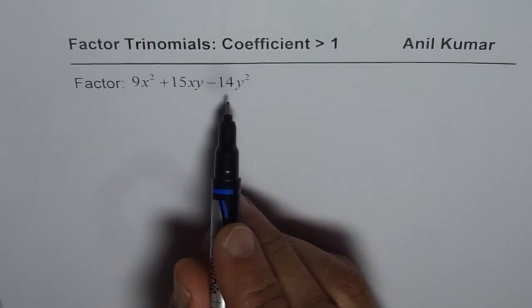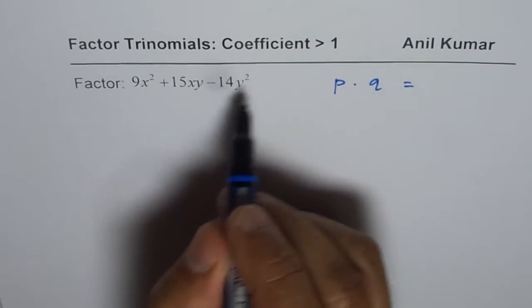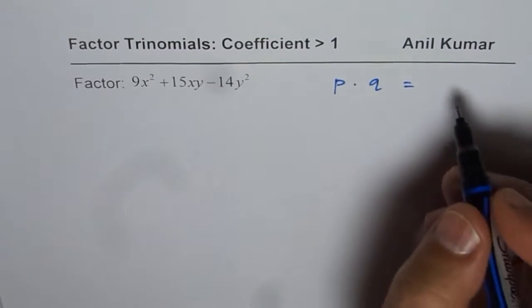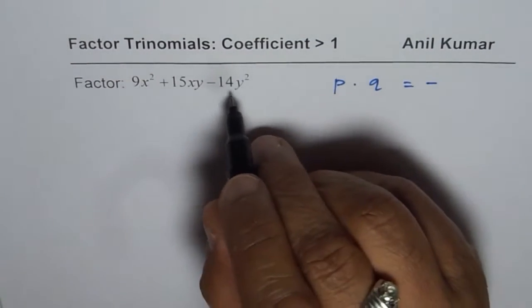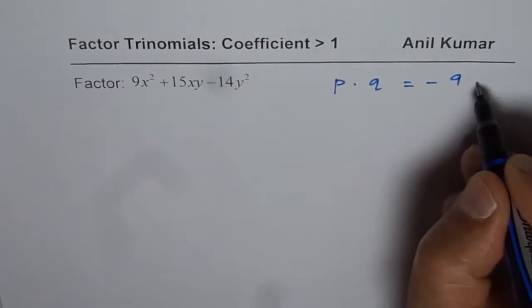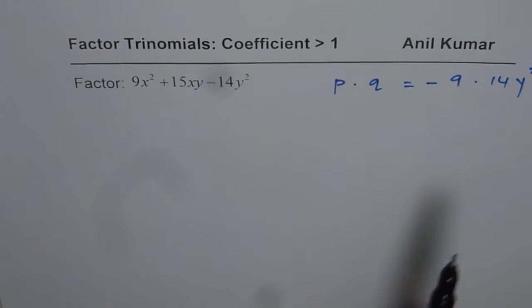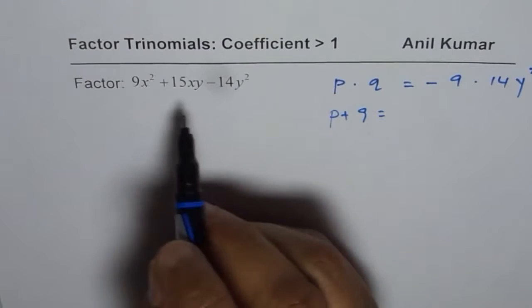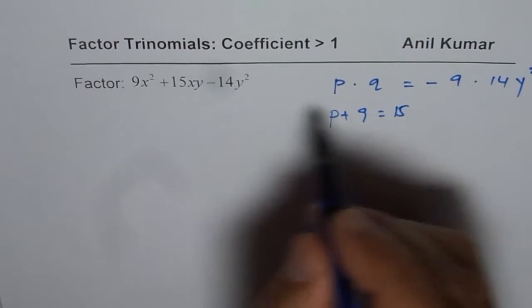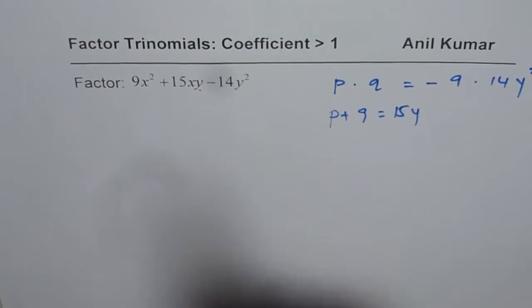To factor this trinomial, we are looking for two numbers, let's say p and q, whose product is 9 times minus 14y, right? So we could write this with a negative sign: 9 times 14, and then we have y squared, correct? That is what we need to have as a product. The sum of p and q should be equal to plus 15y. That is the coefficient of x.